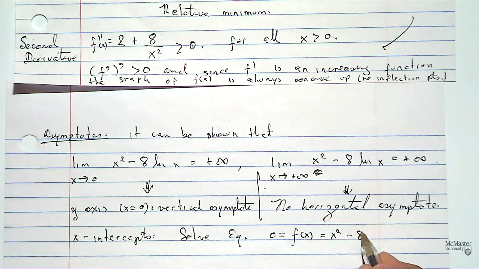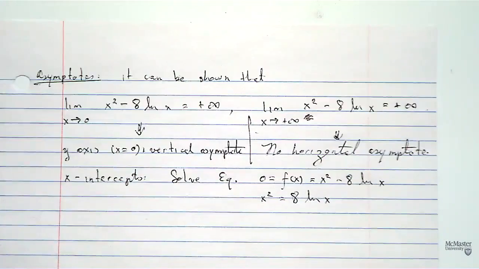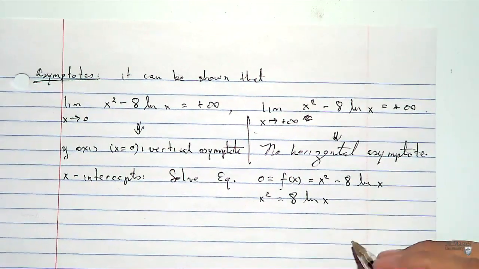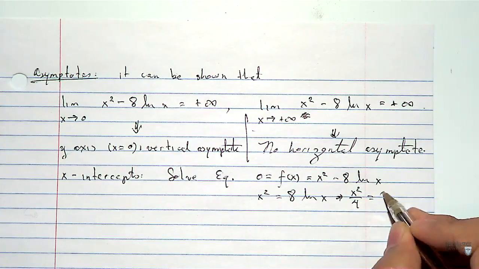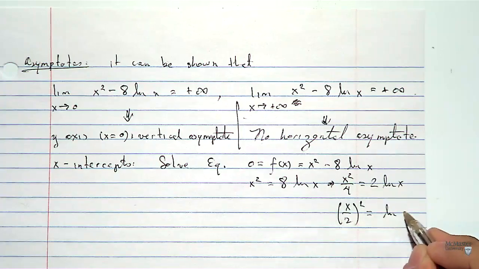So x squared minus 8 natural log of x equal to 0. You can pass to the other side. So x squared equal to 8 natural log of x. You could even do some simplifications. Just to give you an idea, at the end you would have to do it numerically, either with a computer or your calculator. But you would have something like x squared over 4 equal to 2 natural log of x, which you could actually express like (x over 2) squared equal to natural log of x squared if you want.